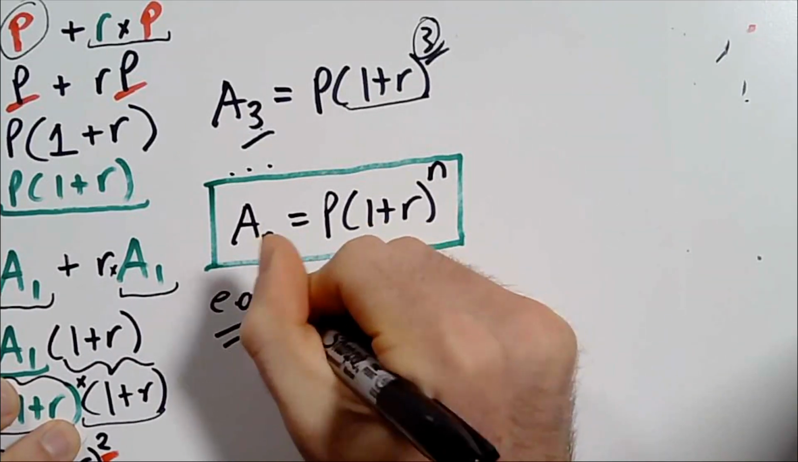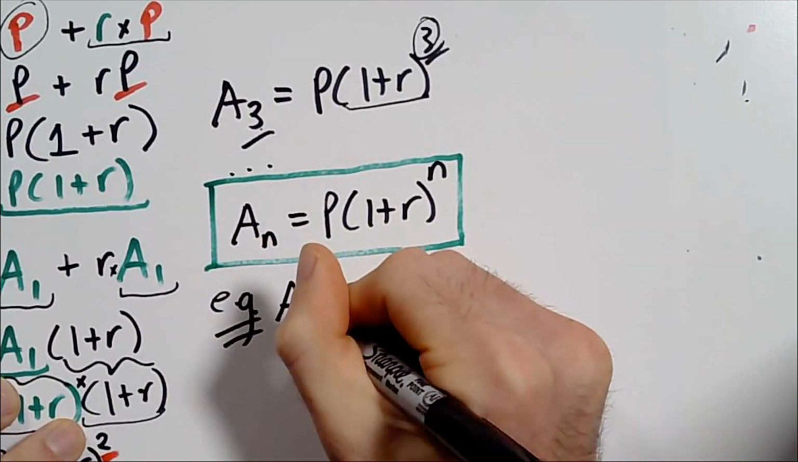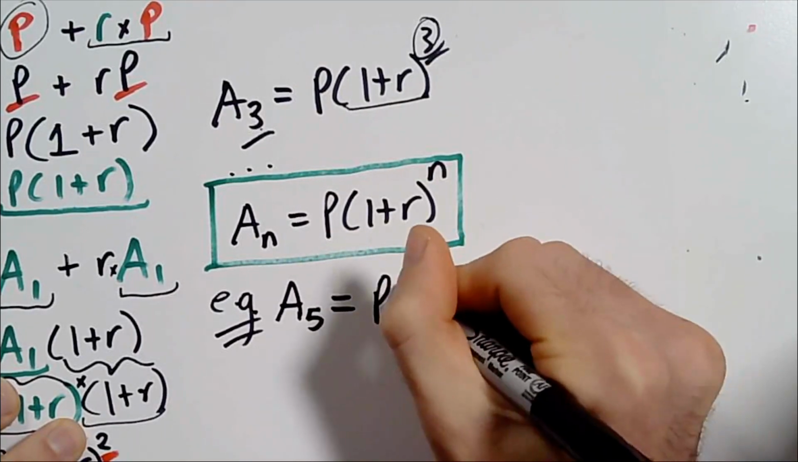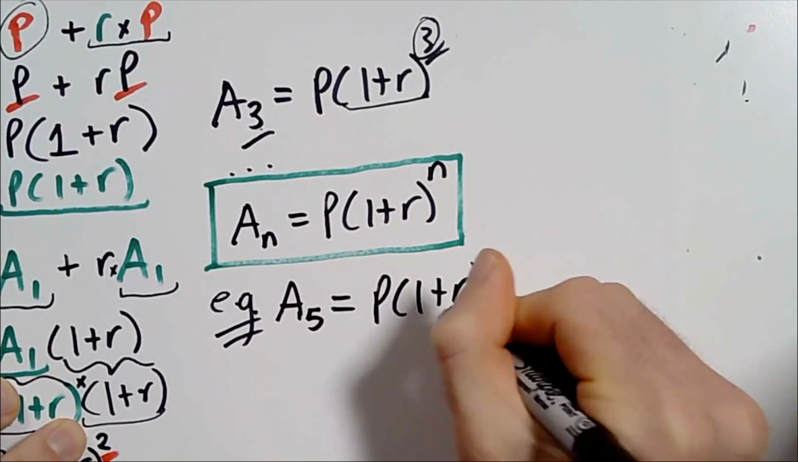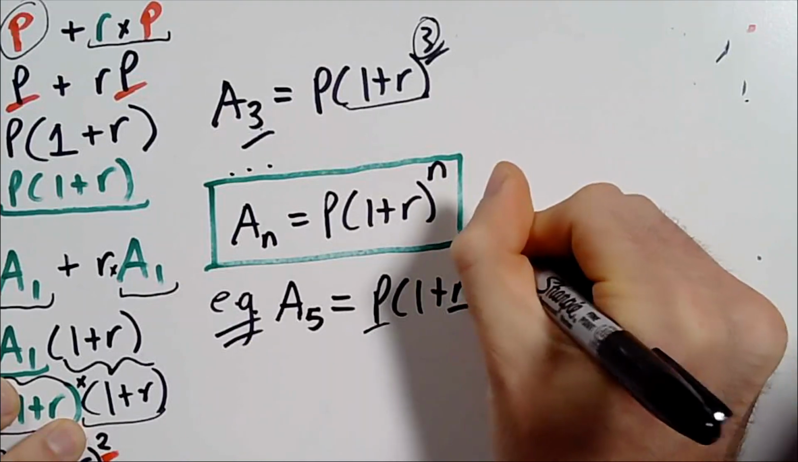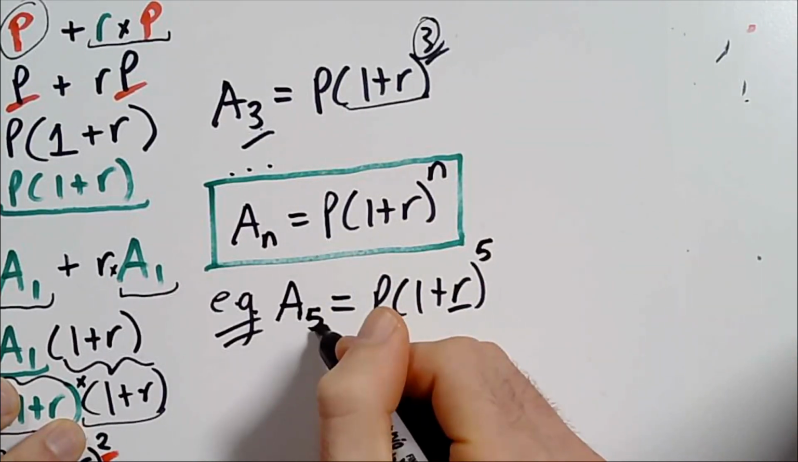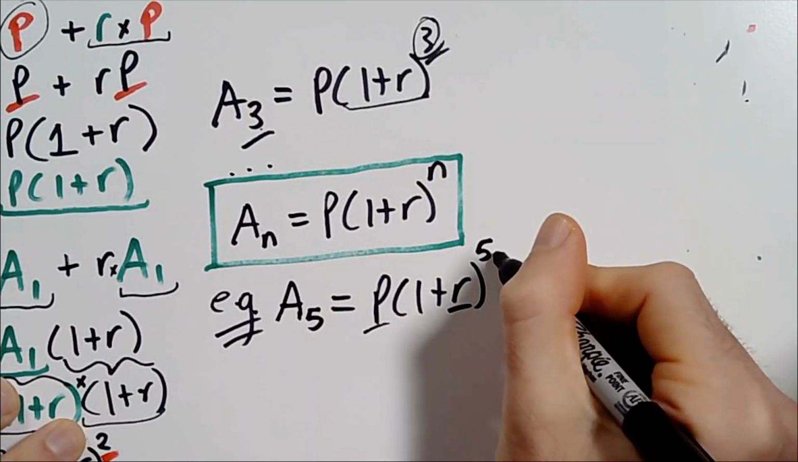And an example is if we wanted to find the amount owing of an investment after 5 years, all we would do is get the principal, put the interest rate in and the principal, and then put 5 up here. And you could just keep doing that. If you wanted to find the amount after 50 years, you would put 50 up there.